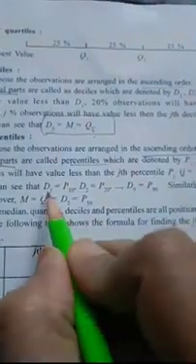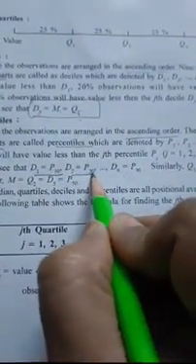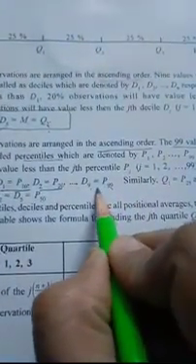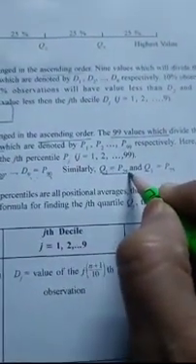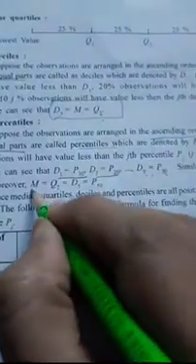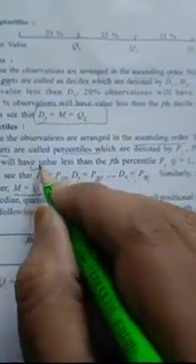In percentile also, D1 is known as P10, D2 is known as P20, and likewise so on. D9 is known as P90 and D10 is known as P100. Same way, Q1 is known as P25, Q3 is known as P75, and M, which is equal to Q2, D5 and P50. These are important.